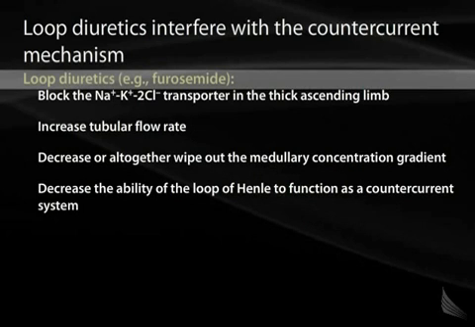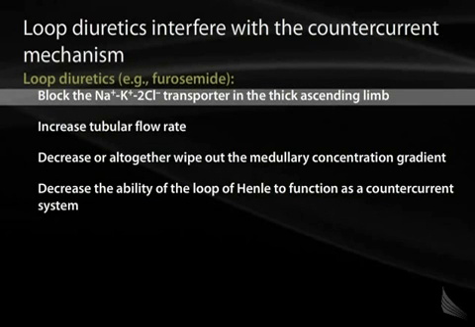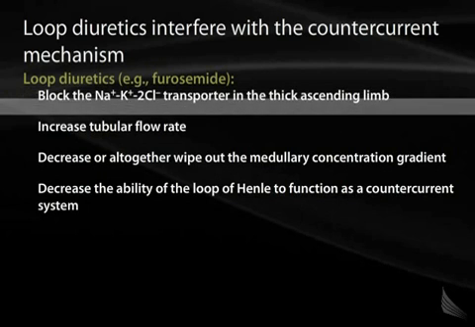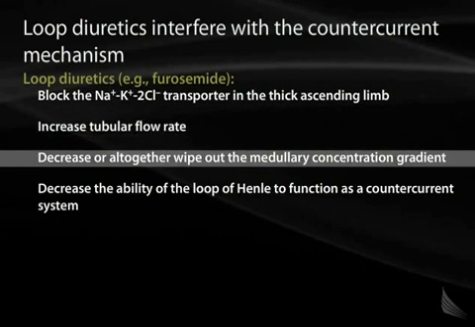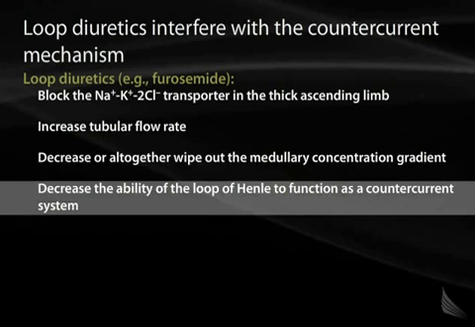The clinical relevance of this occurs when loop diuretics are used. As we said, loop diuretics, such as furosemide, block the sodium-potassium-2-chloride transport in the thick ascending limb. While they increase tubular flow rate, they also impair solute reabsorption in the thick ascending limb, thus the medullary interstitium is not populated with that solute. In the absence of solute, there is less of a driving force for water reabsorption in the thin descending limb. Therefore, the loop of Henle can no longer function as well as a countercurrent multiplier and a urinary concentrating mechanism.